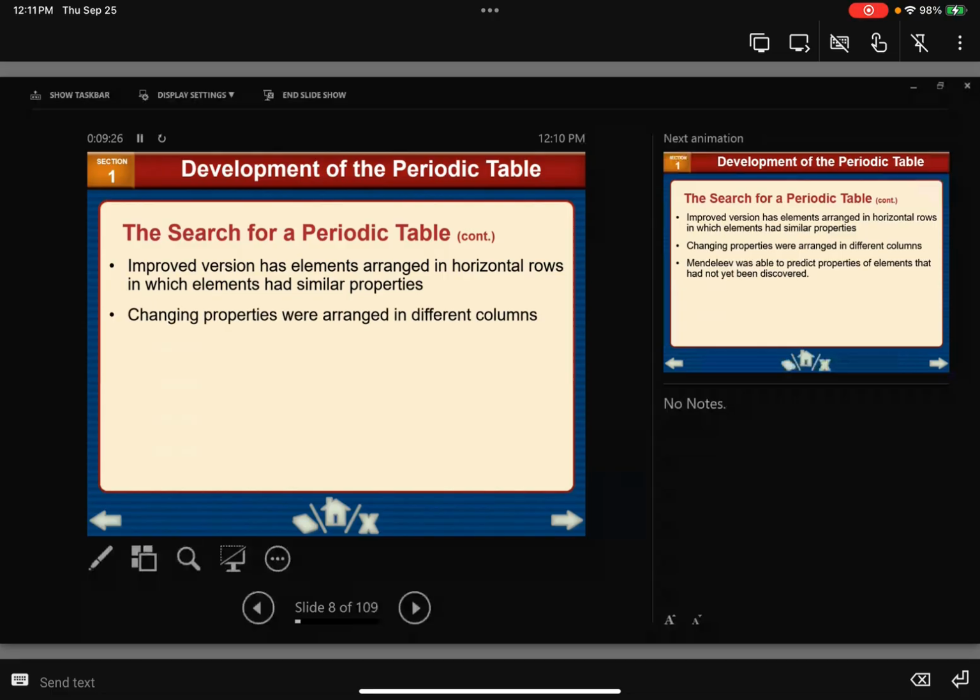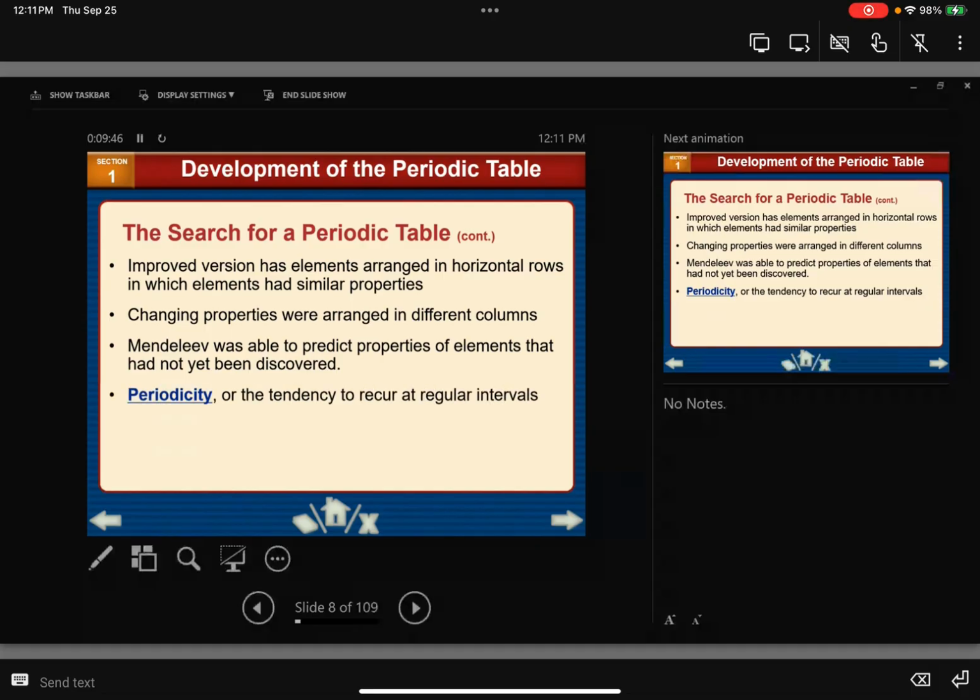The improved version of the periodic table has it arranged in horizontal rows in which elements have similar properties to each other. And the difference in the properties were arranged into different columns. Mendeleev was able to predict properties of elements that had not yet been discovered using the idea of periodicity, which is the tendency to recur at regular intervals. And we see periodicity every single day in our lives. Where do we see periodicity?